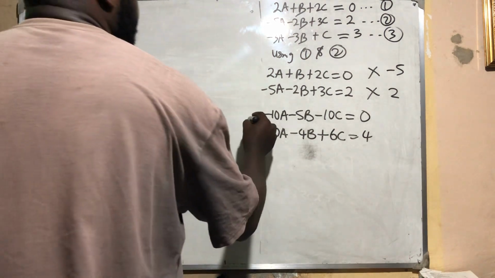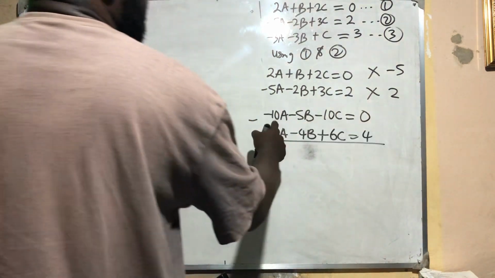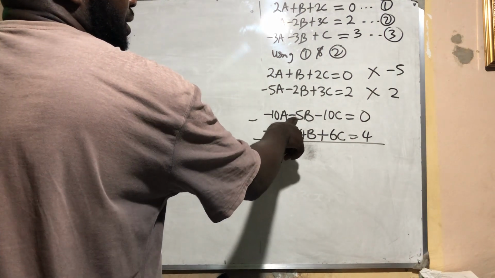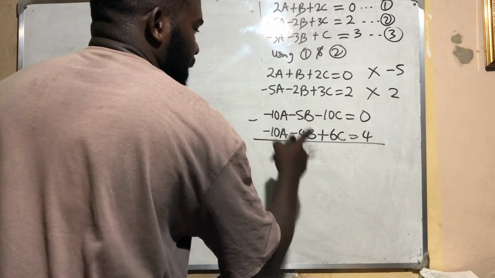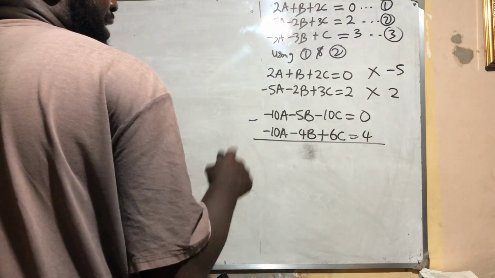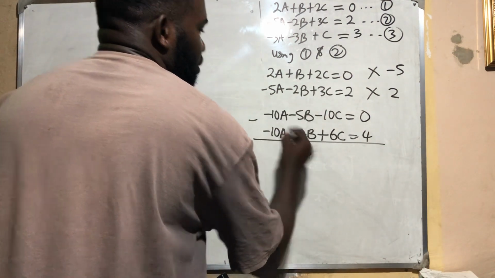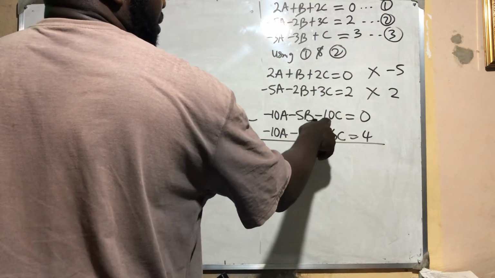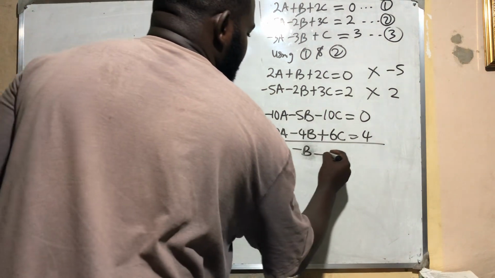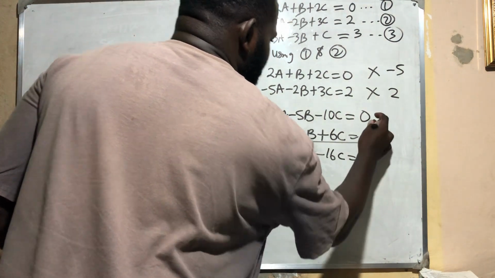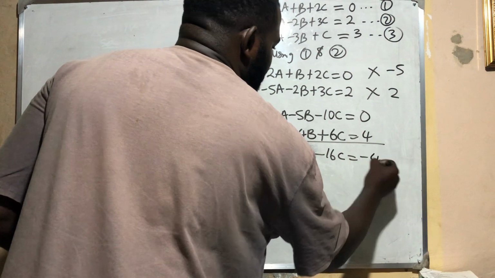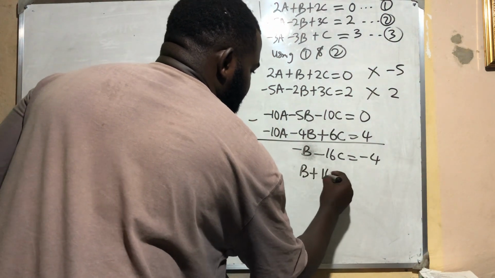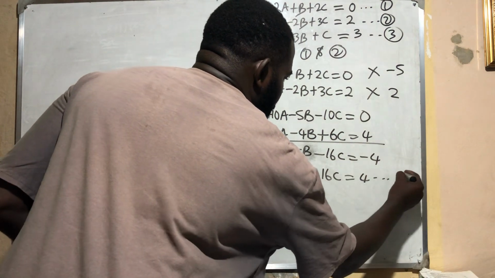I can now subtract. If I subtract, the minus 10a minus minus 10a is gone. Minus minus is plus, so minus 5b plus 4b will give you minus 1b, but there's nothing like 1b, so it will be minus b. Minus 10c minus 6c will give you minus 16c, is equal to 0 minus 4, which is minus 4. If you multiply everybody by minus, I'll have b plus 16c is equal to 4. Equation 4.